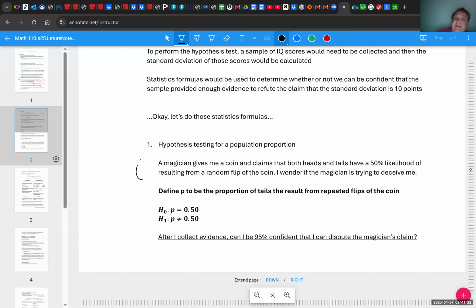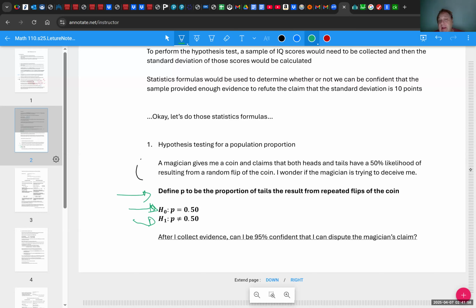So once again, I need to define a variable. In this case, I'll define P to be the proportion of tails that result from flips of the coin. The magician's null hypothesis, the original claim, is that the coin is 50-50, which means that they claim that 50% of the time, on average, the flips should be tails. And the alternative, which is my suspicion, is that it's not a 50-50 coin. There's something suspicious going on.